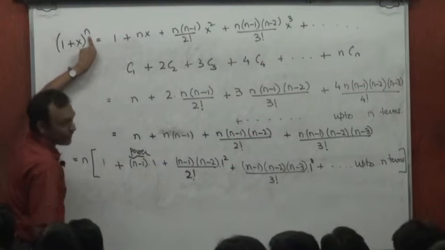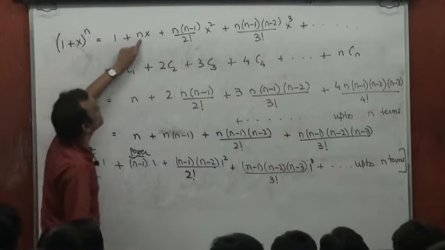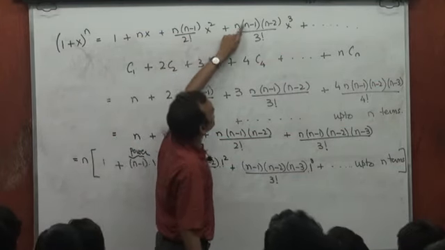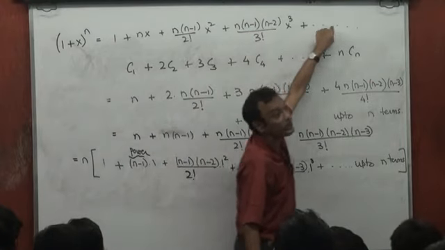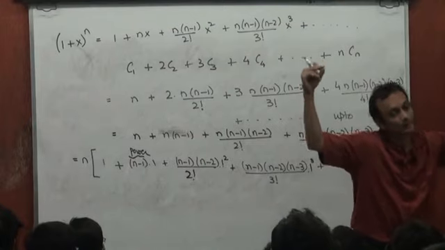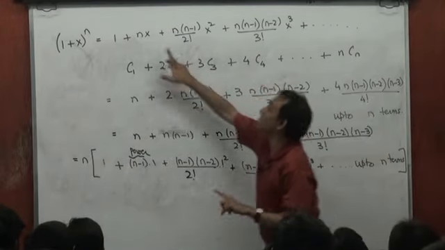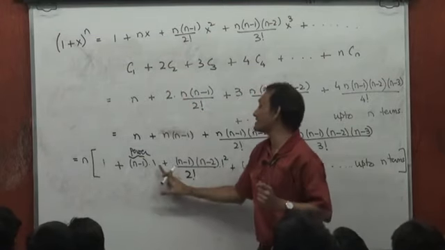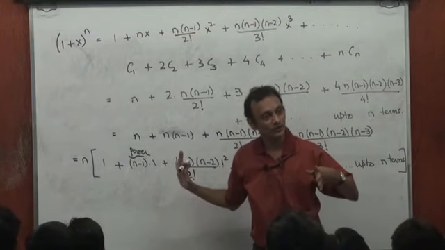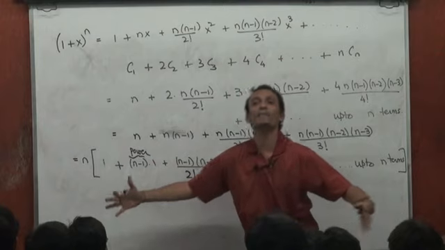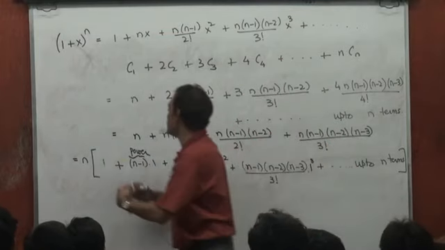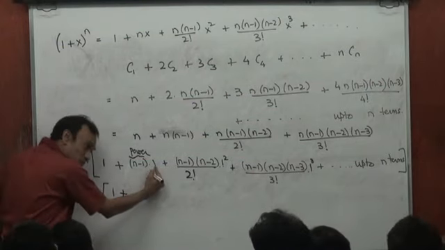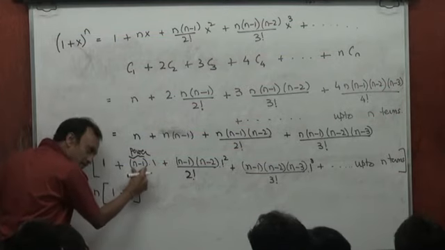This also is the same as 1 plus x to the power n: 1 plus power into x, plus power into power minus 1 by 2 factorial x squared, plus power into power minus 1 into power minus 2 by 3 factorial x cube, and how many terms? Power plus 1. The only difference between this and this is, in this case the power was n, and in this case the power must be n minus 1. In this case x was x, in this case x is 1. Yes or no? It fits completely into the binomial series. And therefore, this could be written as n into 1 plus x, where x is 1 here, to the power n minus 1.